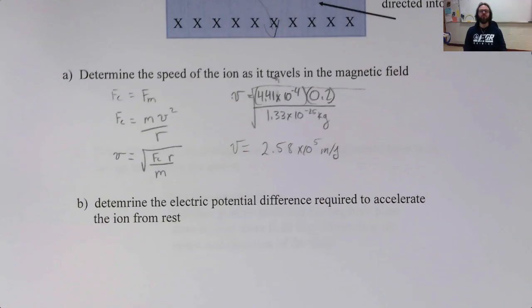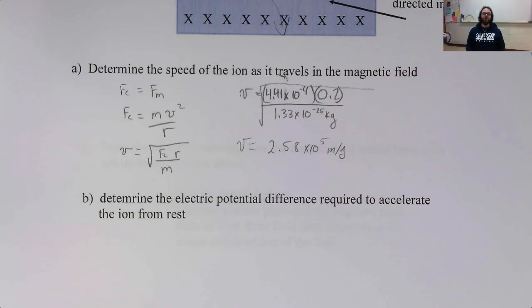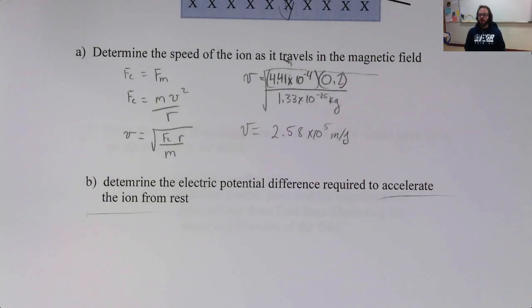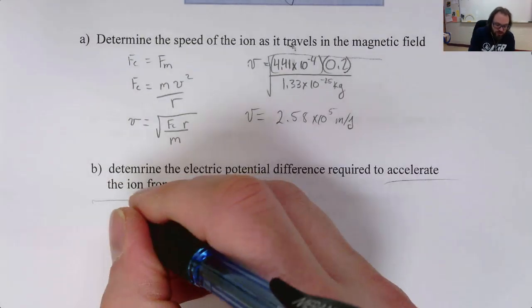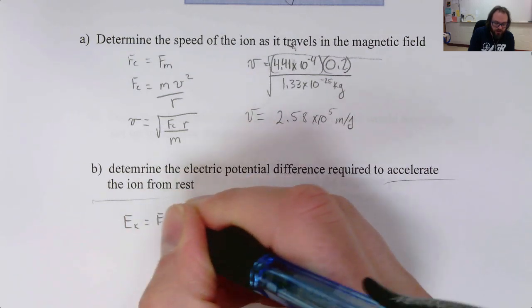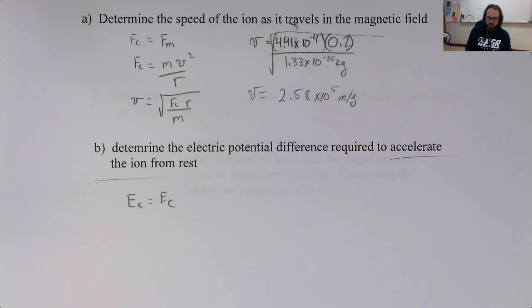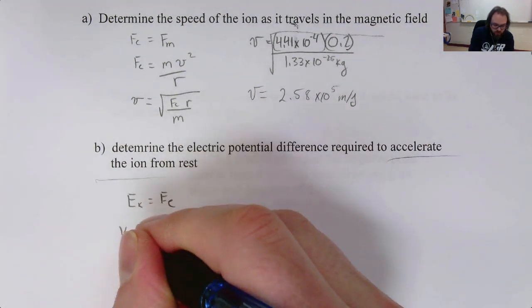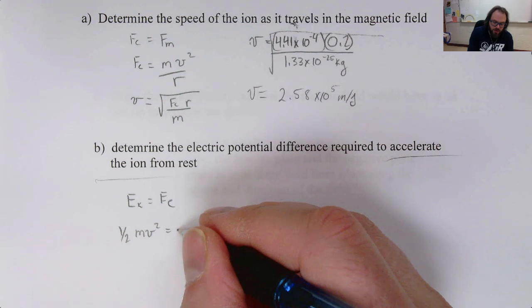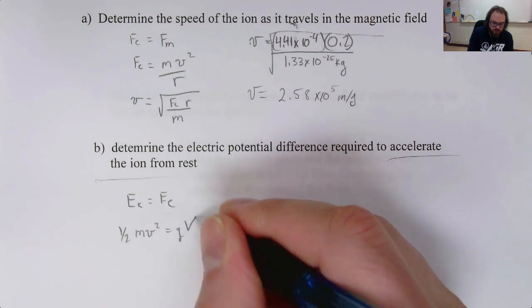So as soon as I'm looking at electricity, that's telling me I'm looking at the acceleration chamber, and it even says to accelerate. So as soon as we're in the acceleration chamber, I'm going to be looking at my energy. In this case, I'm going to say my kinetic energy must be equal to my electric energy. So in other words, I have 1/2 mass times velocity squared must be equal to my charge times my potential difference.